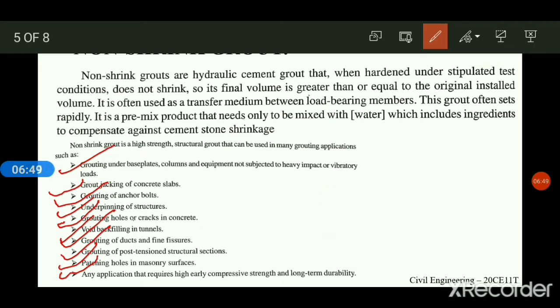So non-shrink grout is a high strength, structural grout. These are the structural grouts that can be used in many grouting applications. Okay.